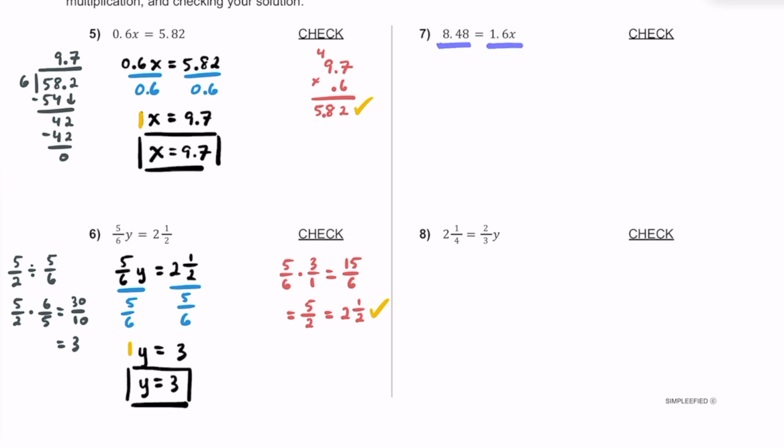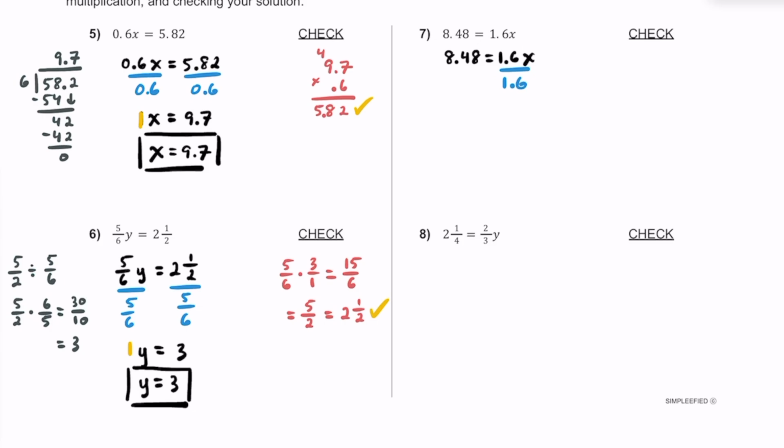For number 7, we have this equation 8 48/100ths is equal to 1 6/10 multiplied by some unknown value x. Don't be afraid of the fact that our variable's on the right side this time. It doesn't matter. We can solve it the same way. So 8 48/100ths is equal to 1 6/10 multiplied by x. Now, if the operation here is multiplication because we have this coefficient here, then what's the inverse operation? Well, the inverse operation is division.